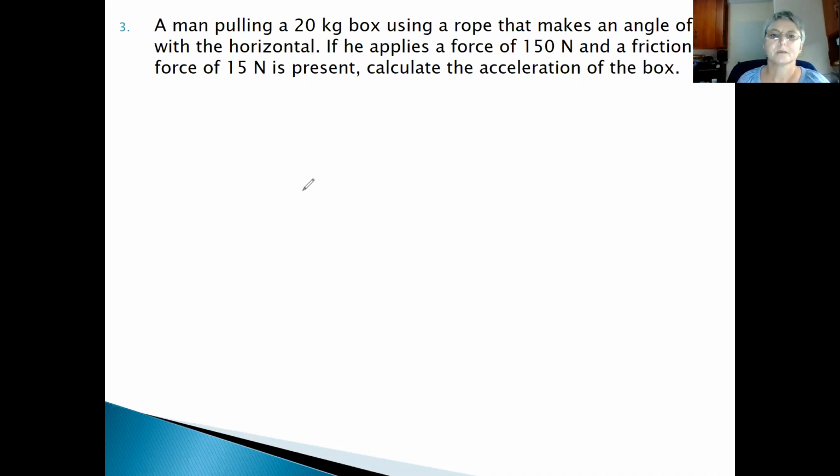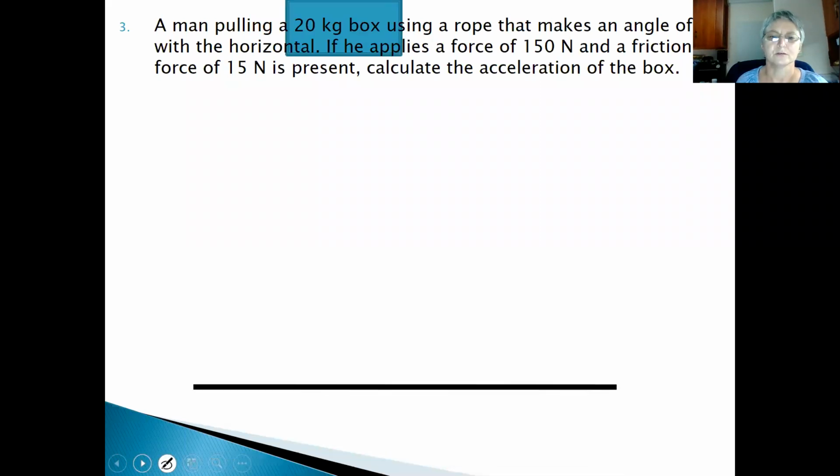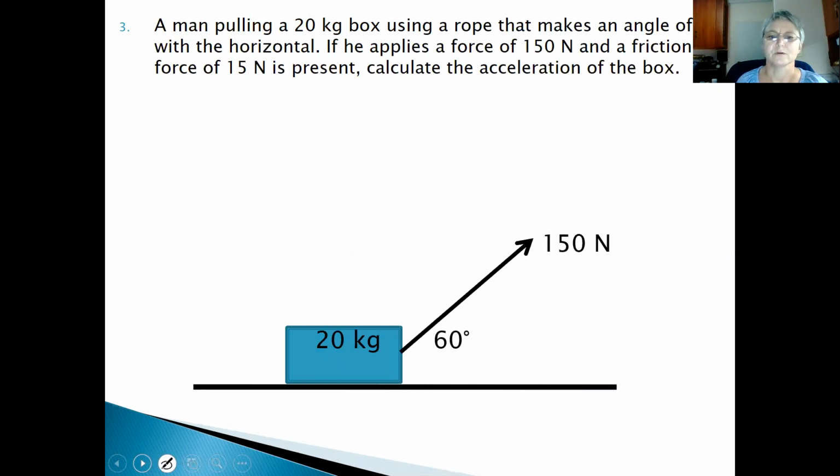A man is pulling a 20-kilogram box using a rope that makes an angle of 60 degrees with the horizontal. If he applies a force of 150 newtons and the frictional force is 15 newtons, calculate the acceleration of the box. So we need to use Newton's second law in this case, because it brings into a relationship the net force acting on the box, the mass of the box, and its acceleration.